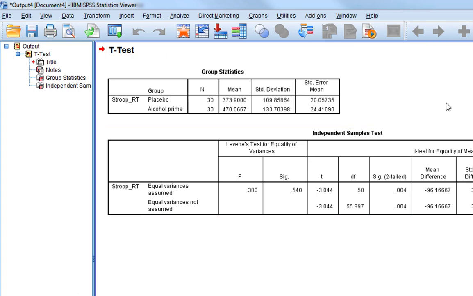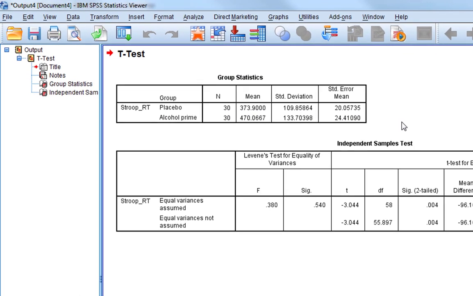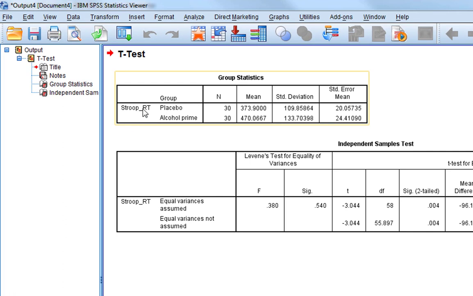So we've got two tables here. First thing it gives you is a table of descriptive statistics. It breaks down the Stroop reaction time score for each group, placebo and alcohol prime group. There's 30 people in each. That's the mean and the standard deviation, as well as the standard error for that group. And then you can see the same statistics again appear for the alcohol prime group.